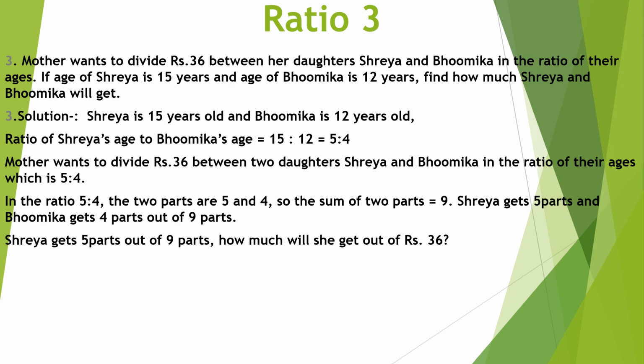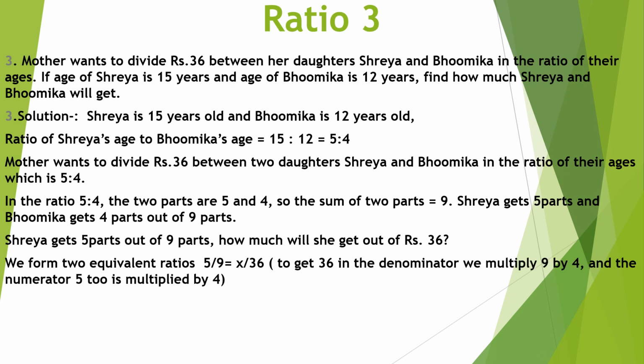Shreya gets 5 parts out of 9 parts. How much will she get out of 36 rupees? We form equivalent ratios. 5 upon 9 is equal to x upon 36. Now to get 36 in the denominator, we multiply 9 by 4 and the numerator 5 too is multiplied by 4. So we get 5 into 4 upon 9 into 4, which is equal to 20 by 36 is equal to x by 36. So here Shreya gets rupees 20 out of 36 rupees.